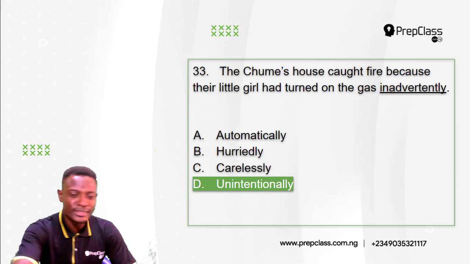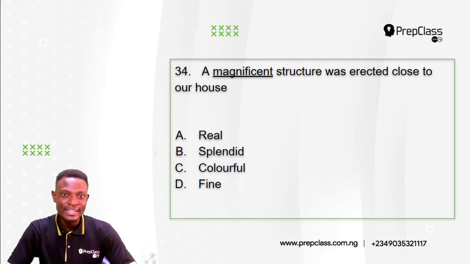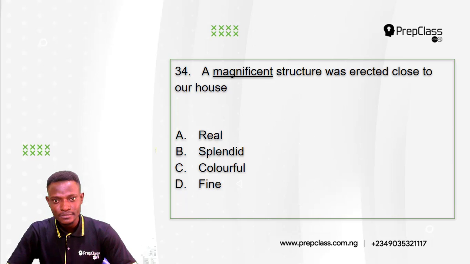Alright. Moving on to the next question, question 34. Remember, we had selected the option that is the nearest in meaning to the underlined word. Question 34 reads, a magnificent structure was erected close to our house.